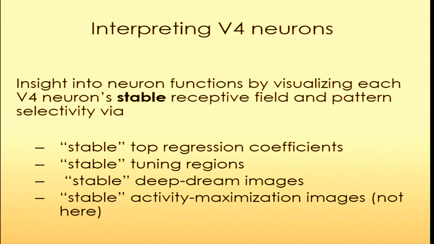I have six of them. What I want to show you is that we only look at the stable top regression coefficients. Ridge and Lasso are among the top ones, which are top coefficients for both. And also tuning regions: I don't want a different understanding of which area this neuron cares about depending on whether I use GoogleNet or AlexNet. And we also try deep dream images. Whether it's science or just fiction, at least there's consistency. And we also look at activity maximizing images, which I won't show here.